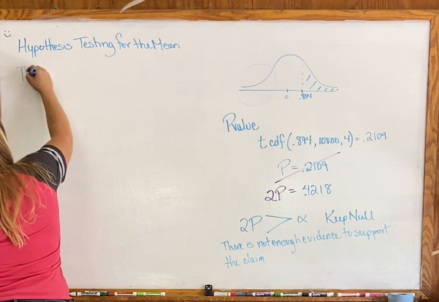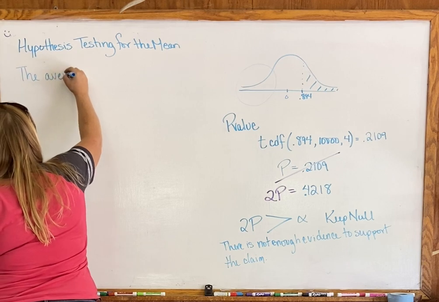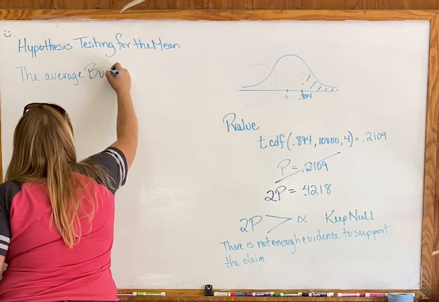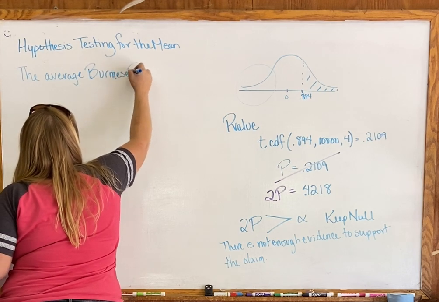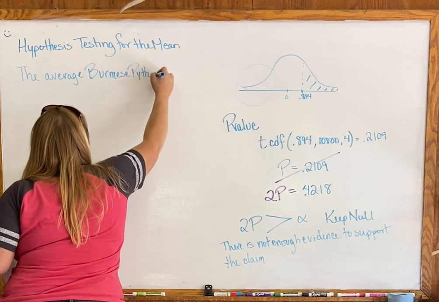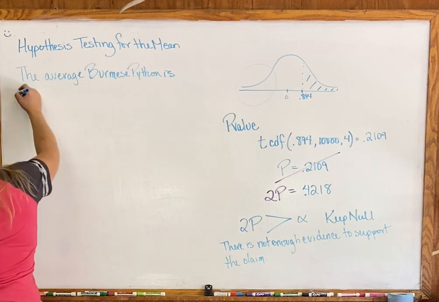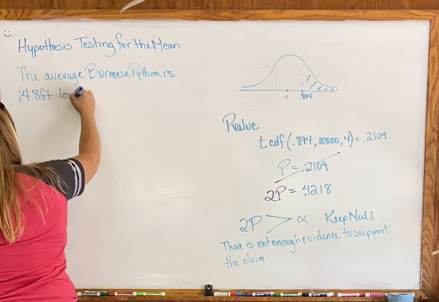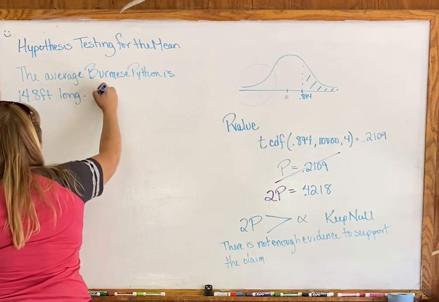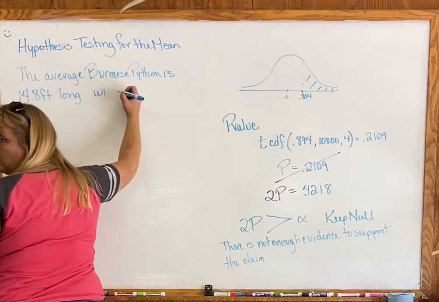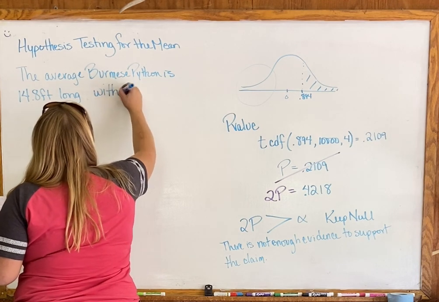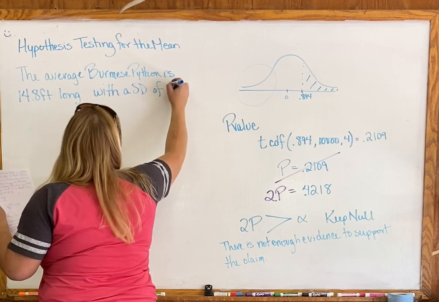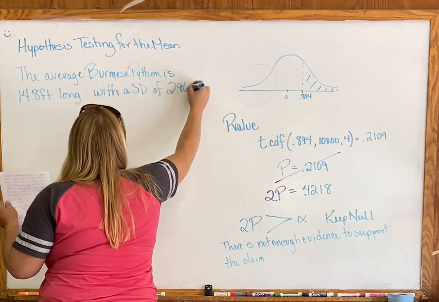All right, so the average Burmese python is 14.8 feet long with a standard deviation of 2.96 feet.